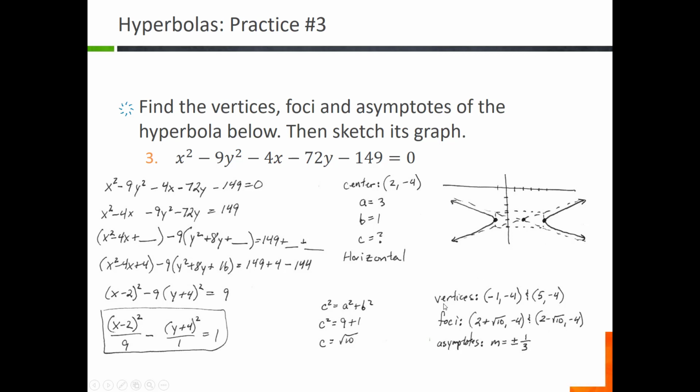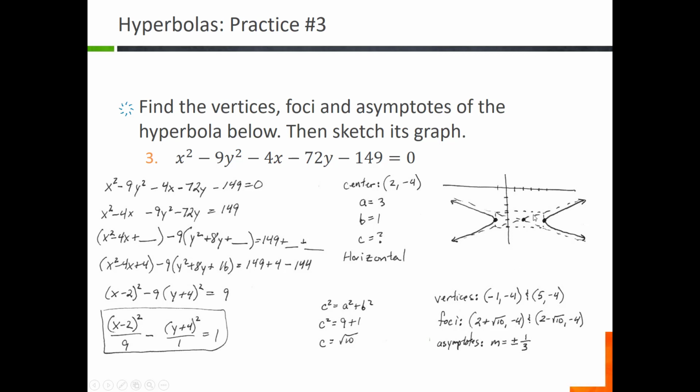And again, once we get the graph, it's pretty easy, hopefully, to label the characteristics of the graph. The vertices are going to be at -1, -4, and at 5, -4. Notice both the vertices and the center have the same y coordinate. For the foci, again, the foci have to be inside the curves, so they have to be on the same y coordinate as well. So they're both going to have -4 for the y coordinate. They are going to be a square root of 10 to the left and a square root of 10 to the right of our center. So 2 plus root 10 and 2 minus root 10.